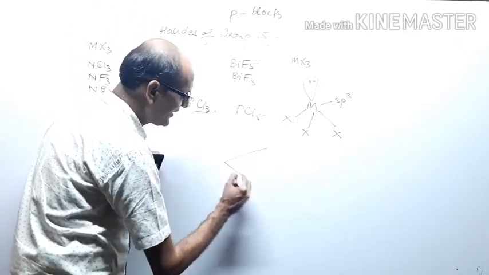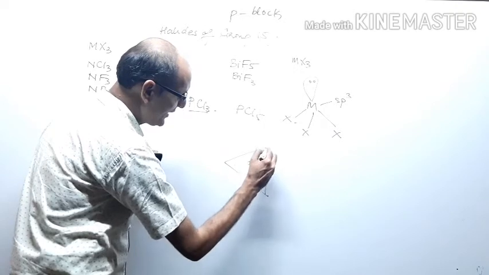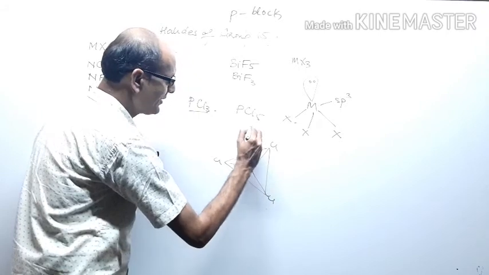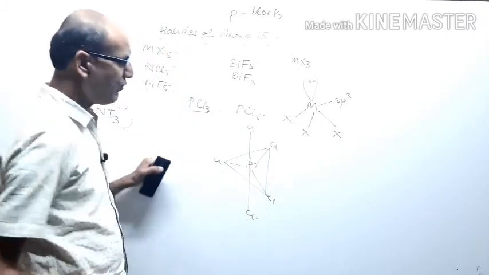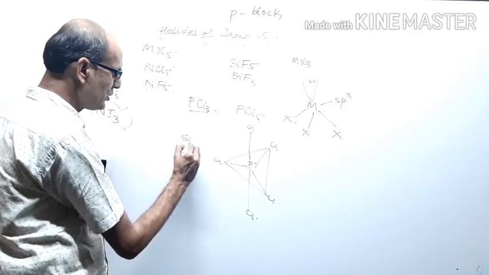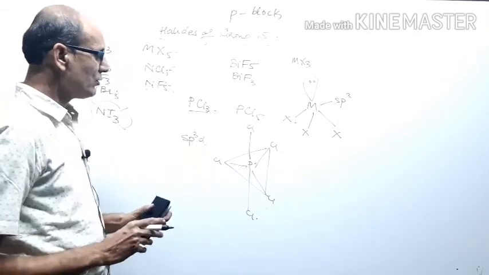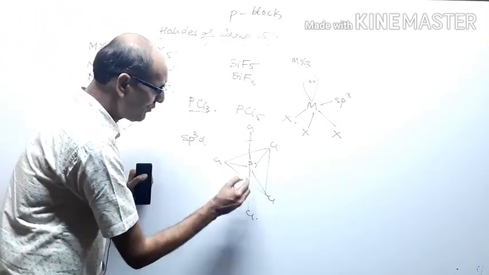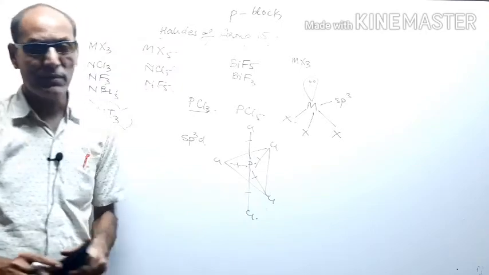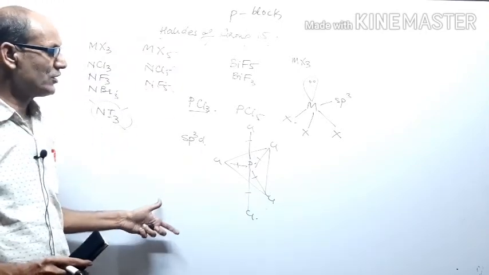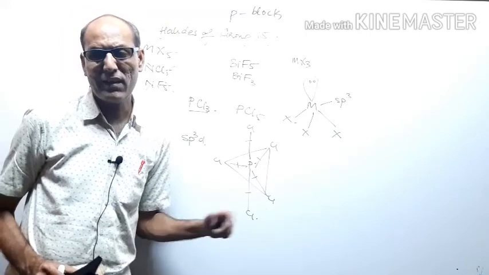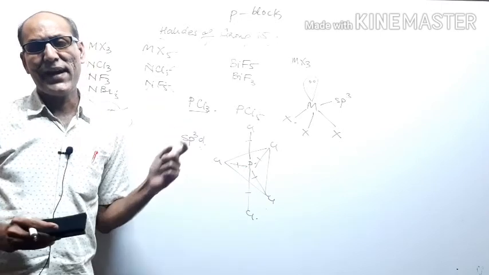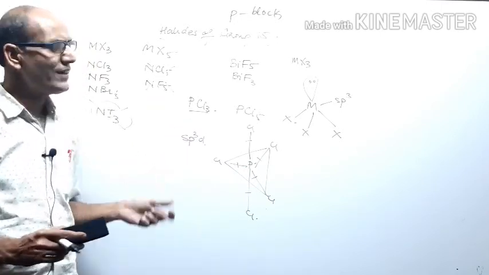The shape of PCl5 will be like this. In PCl5 the hybridization is sp3d. You are seeing there are 5 covalent bonds in PCl5. These 5 covalent bonds are not equal because 2 bonds are at the axial position and 3 bonds are in the plane. So dear student, what we have studied today is the hydrides of group 15 as well as the halides of group 15.